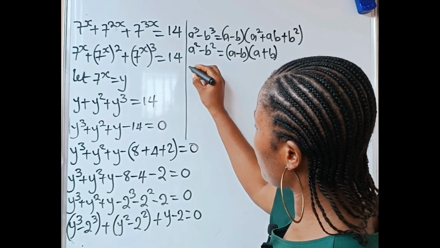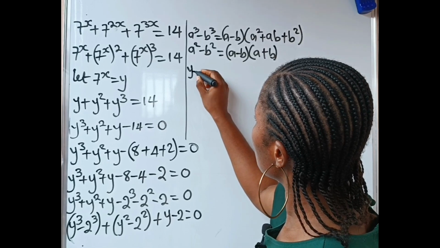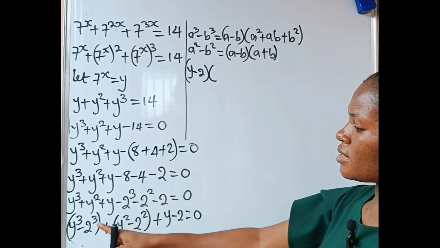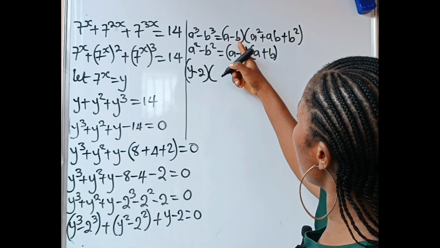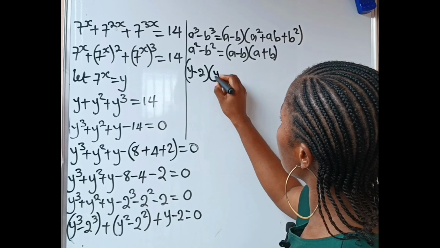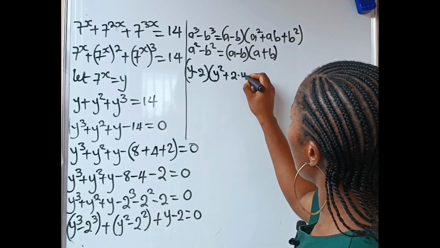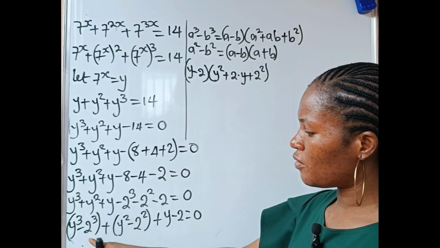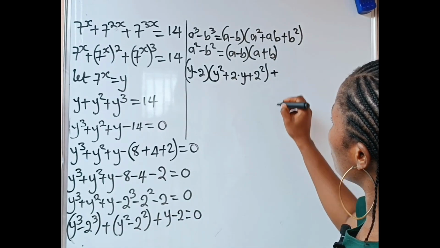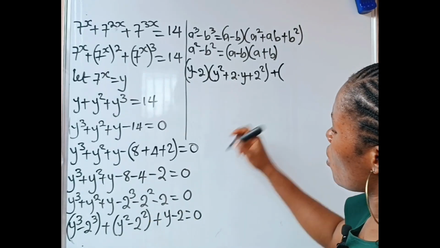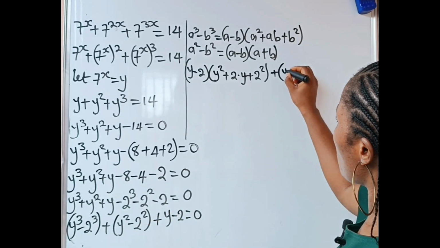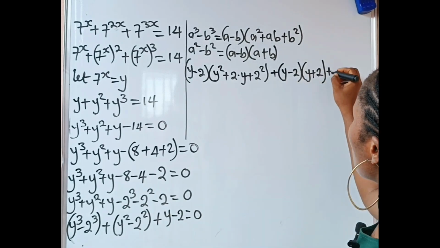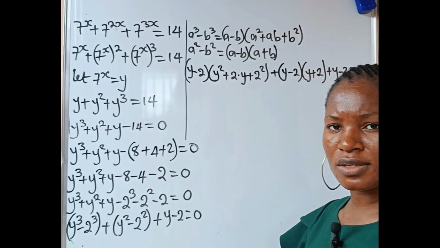So we are going to have y minus 2 multiplied by, because this is y to the power of 3 minus 2 to the power of 3, y squared plus ab, that is 2 multiplied by y, plus b squared, that is 2 squared. Plus, here we have y squared minus 2 squared, which will be y minus 2 multiplied by y plus 2. Now plus y minus 2 is equal to 0.